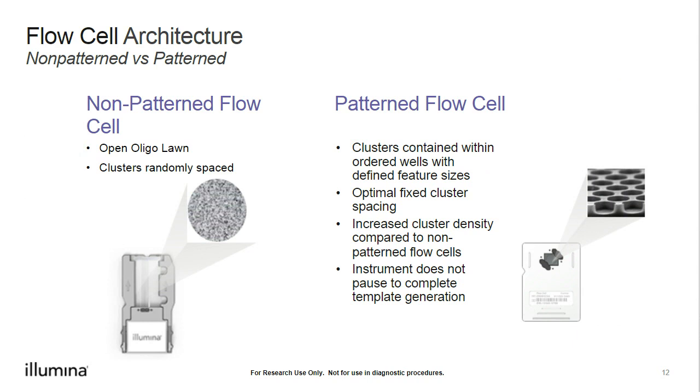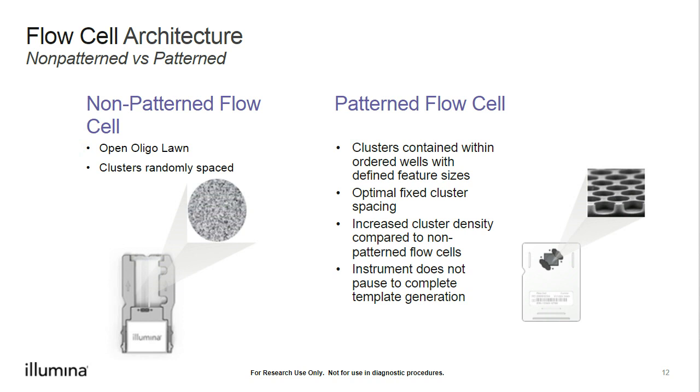But just for a little Illumina history, we have both non-patterned flow cells and patterned flow cells. The non-patterned flow cells are on your instruments, like the MiSeq instrument, the NextSeq 500 instrument, and it is essentially an open oligo lawn where clusters are randomly spaced and can cluster anywhere on the flow cell. With the patterned flow cells, we're actually letting the DNA cluster in certain nanowells, and they are optimally fixed cluster spacing so that we can maximize the cluster density on these flow cells.